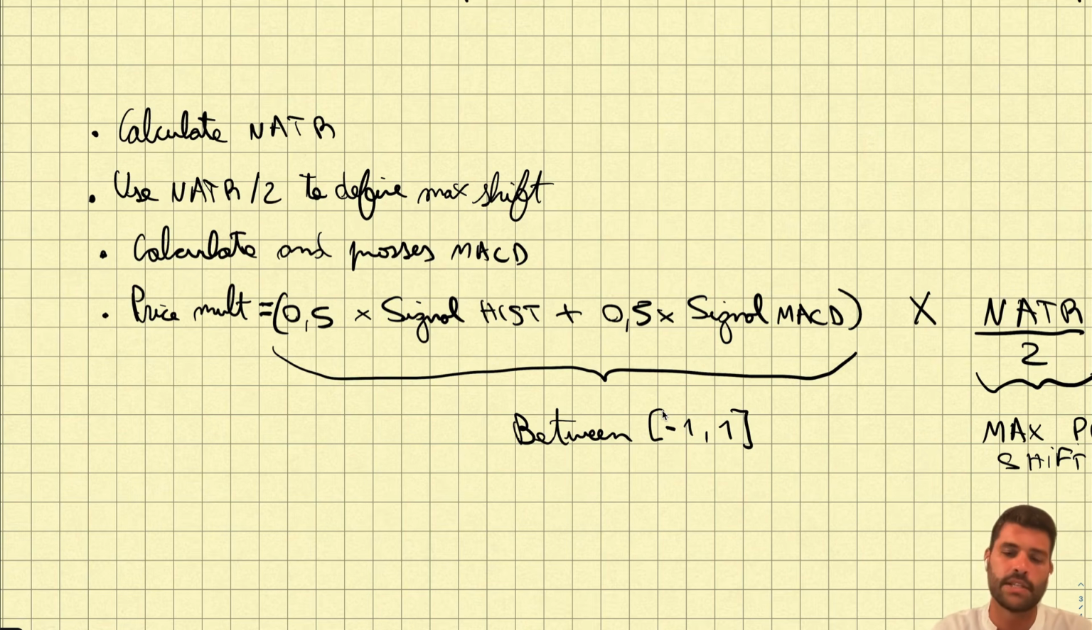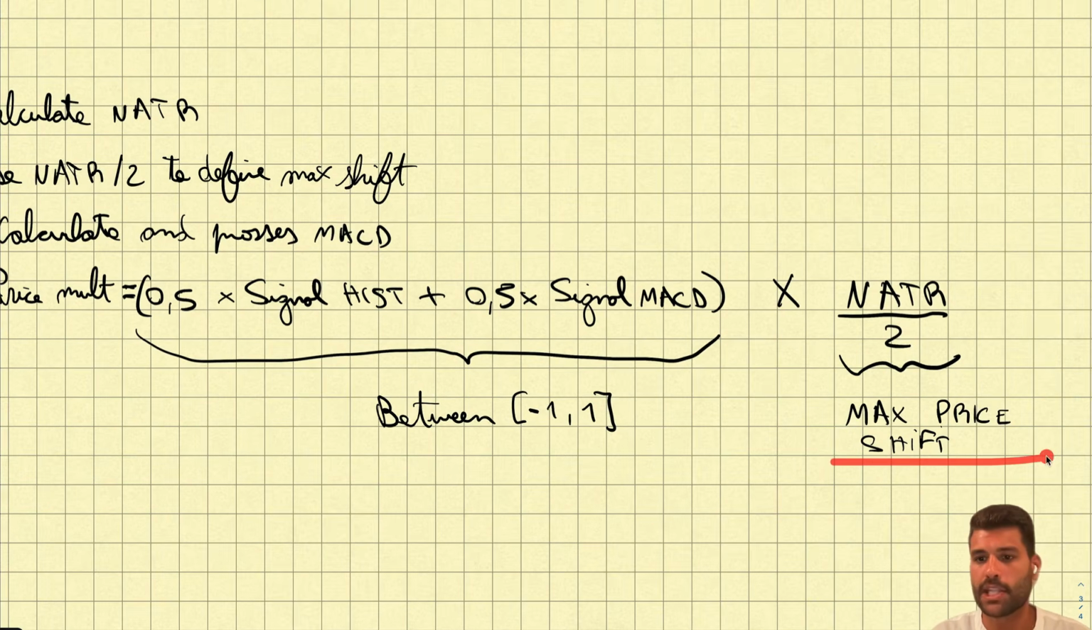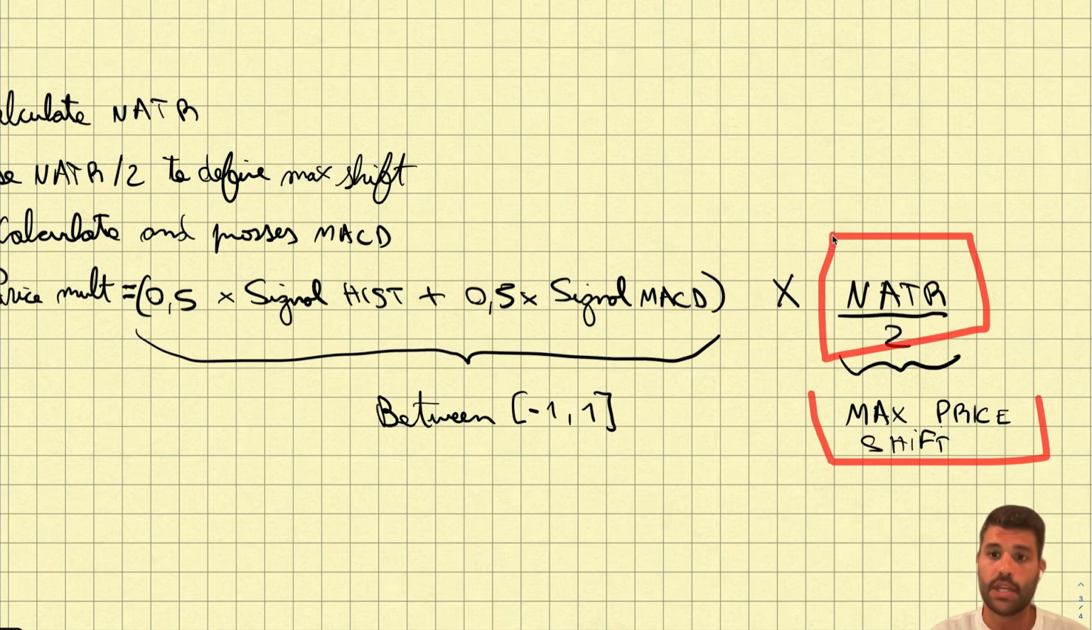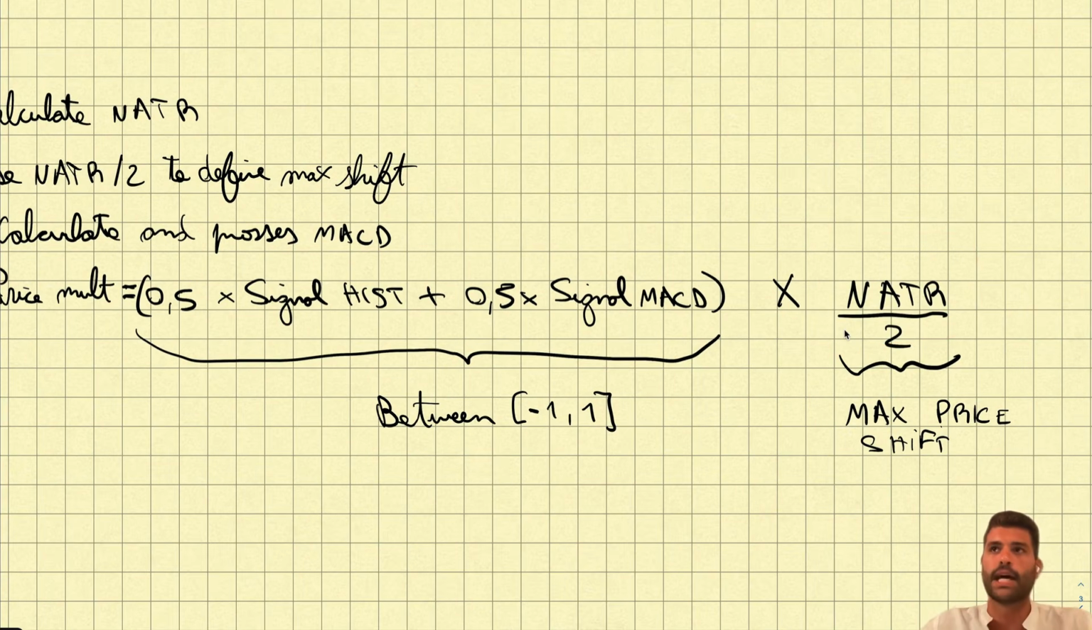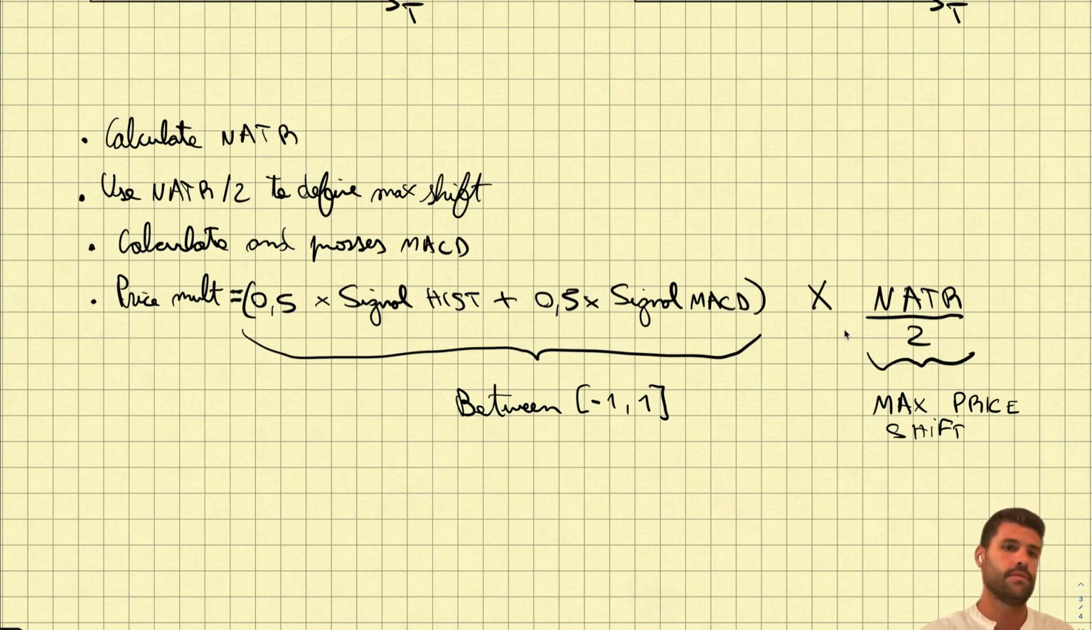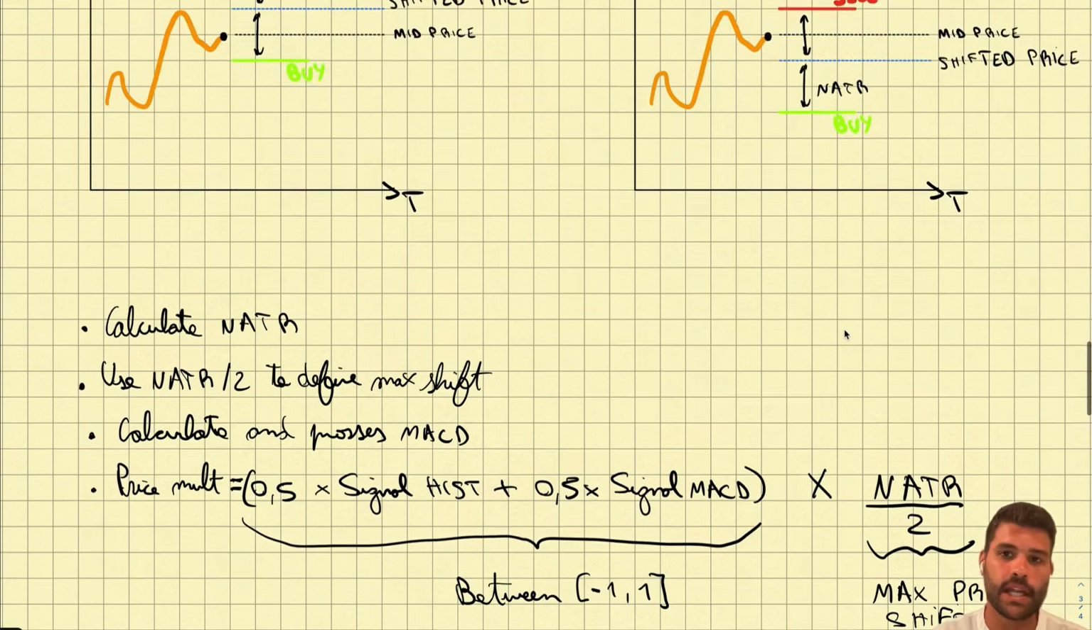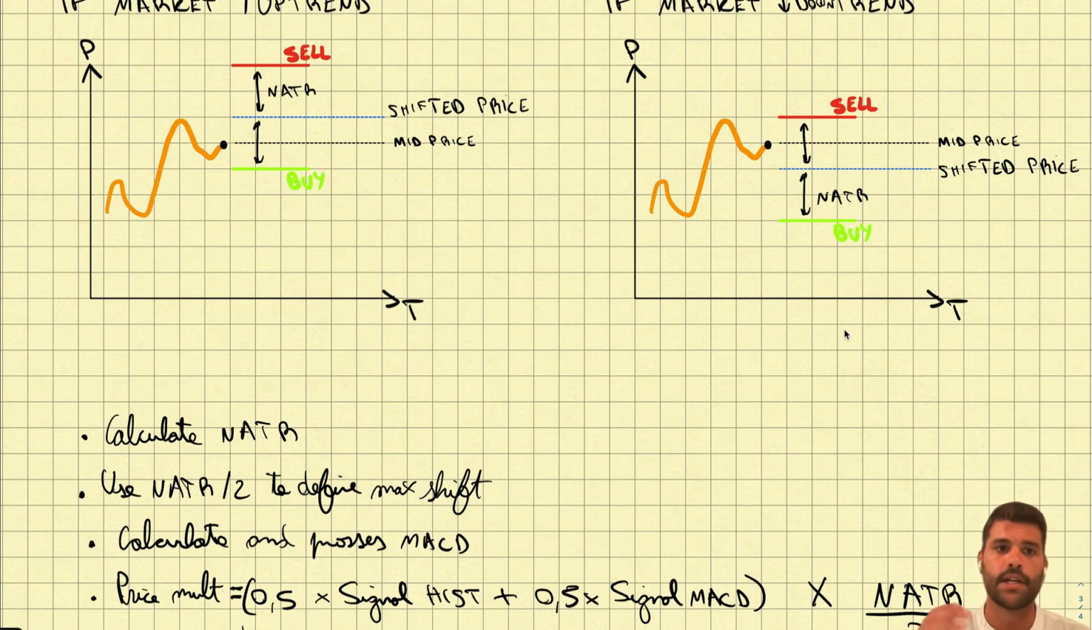But the important thing here is that the value should be between -1 and 1. And that is what we are going to multiply by the max price shift, that is this normalized average true range divided by 2, and that is going to make us the shift in the mid price for us. So, you can review the video and ask me any questions about the maths behind this. It's not so complicated, but if you are not so familiar, it can be a little bit tricky at first, but once you understand it, it's going to be easy for you.